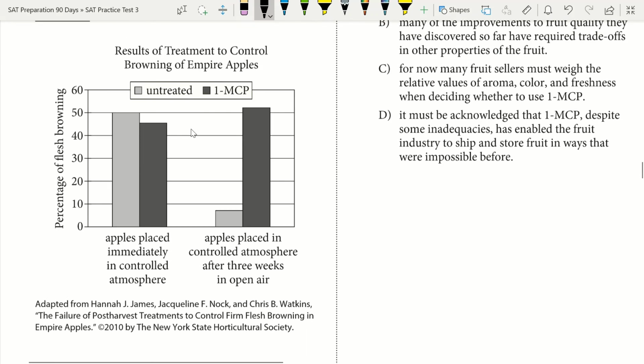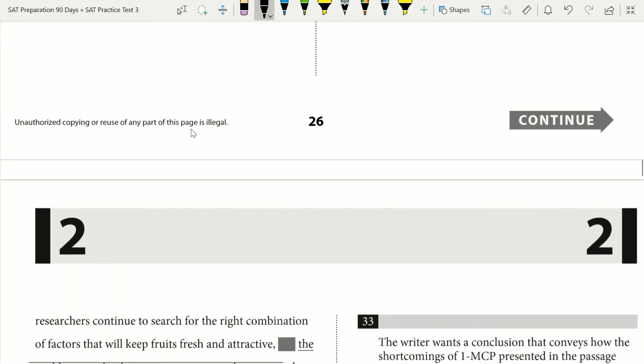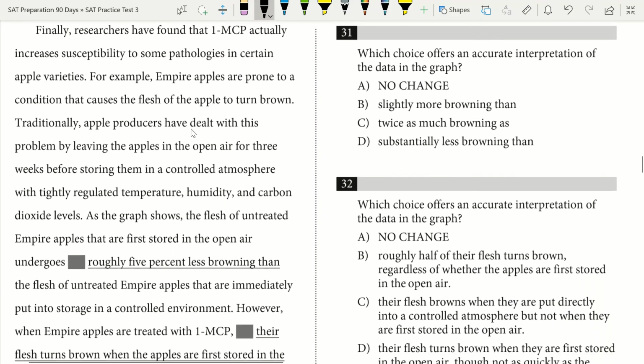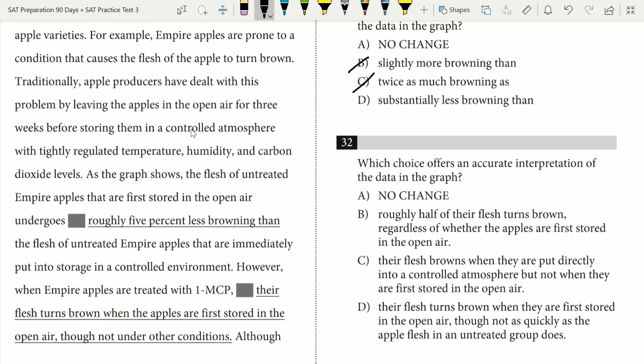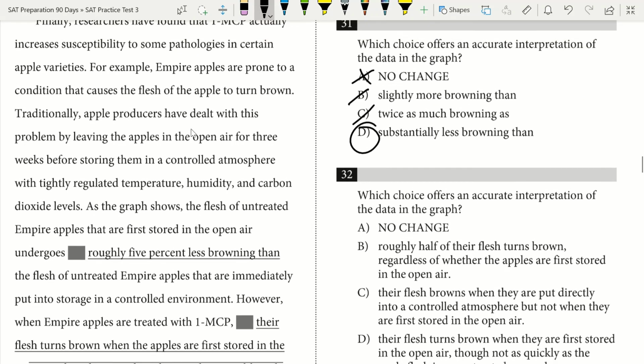So we're looking at untreated, which is our gray line. We see that there's a drastic difference in those placed immediately in controlled versus those that are placed in controlled after 3 weeks in open air. So a large difference there. Okay, so it's not going to be slightly more, it's not going to be twice as much, it's going to be substantially less browning. It's not 5%, it's substantially less. So our answer there is going to be D for 31.